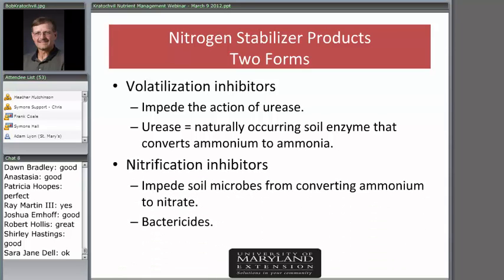All right. The other stabilizer product is nitrification inhibitors. What nitrification inhibitors do is impede soil microbes from converting ammonium to nitrate. Essentially they are bactericides, or in other words, they are killing some of the soil microbes that are in close proximity to where the nitrogen molecule is, and by killing that bacteria, they then slow the conversion of the ammonium to nitrate.